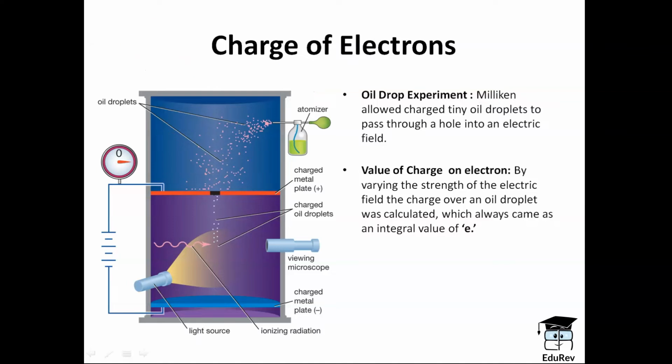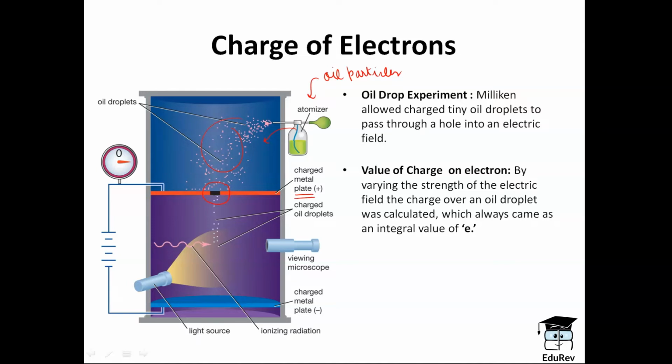This setup includes an atomizer. The role of the atomizer was to spray oil particles in the form of a mist. You can see here, the atomizer is spraying the oil, and these are the oil droplets in the form of a mist. Here, they are allowed to pass through a small hole, and the metal plate here is charged.